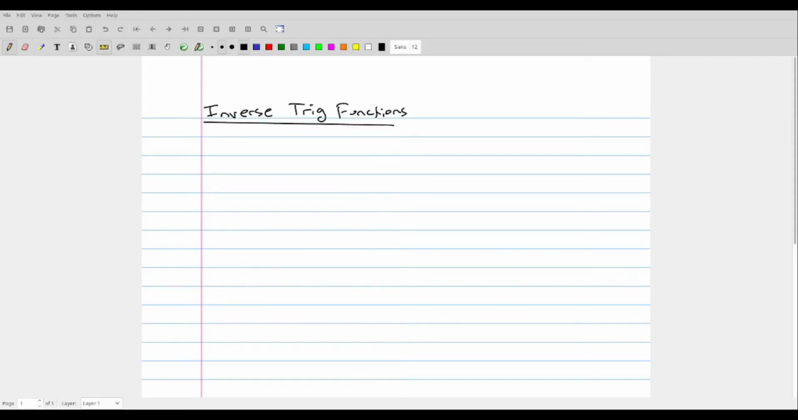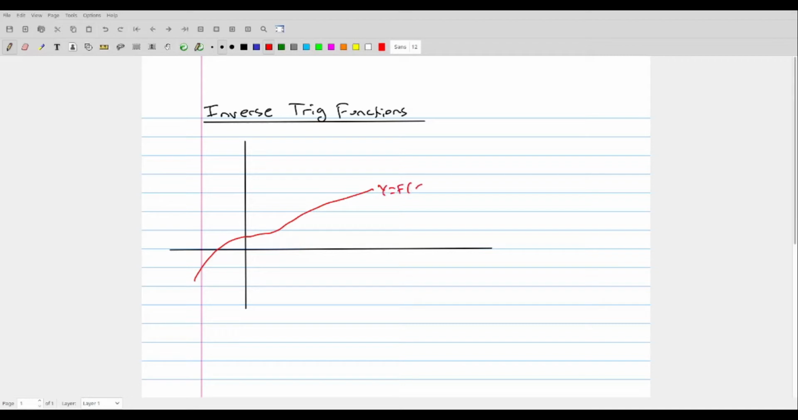So recall that to define an inverse function, if you have a function on some domain, we define the inverse in the following way. Say f is some increasing function on a domain, we can define the inverse function of f by looking at the reflection of this function about the line y equals x.